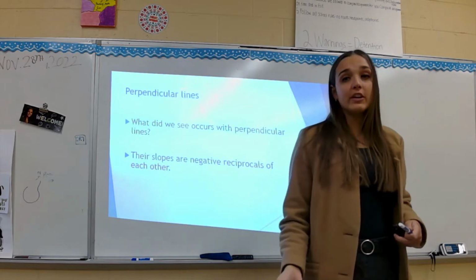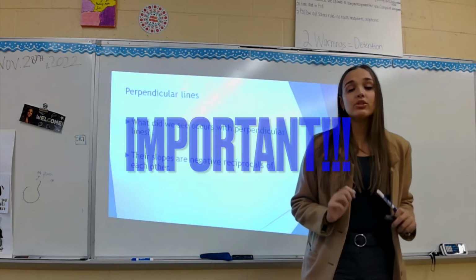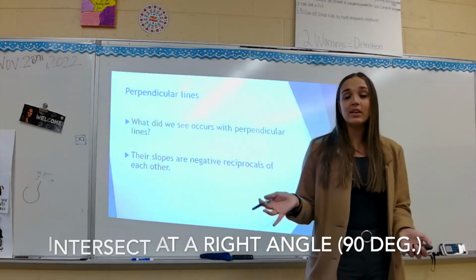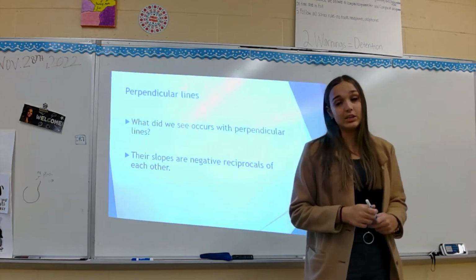If we're looking at this graphically, this means that our two lines are intersecting, but it's very important to note that they are intersecting at a right angle. They're not just intersecting at any certain point. They're intersecting and creating a right angle for them to be perpendicular.